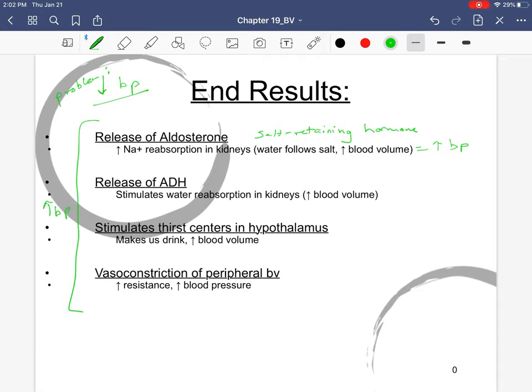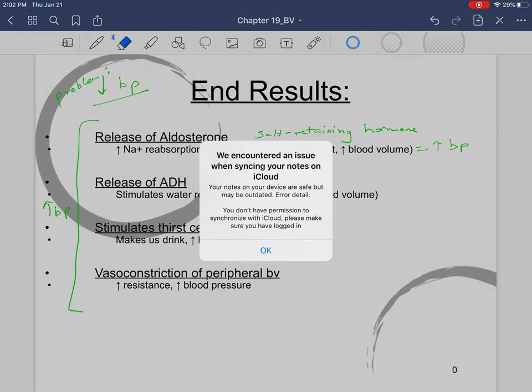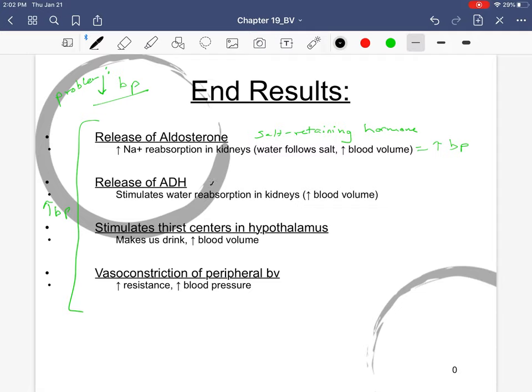Not only does angiotensin 2 lead to a release of aldosterone, which comes from the adrenal gland on top of the kidney, we also see a release of antidiuretic hormone. Let me write it so you can actually see it there. ADH, antidiuretic hormone. That's where it gets its name. We can think of ADH as our water-retaining hormone. This hormone is released from the pituitary gland, but it acts on the kidney.